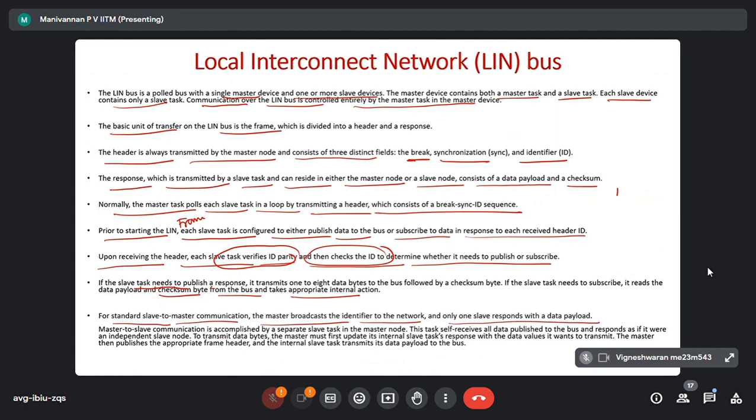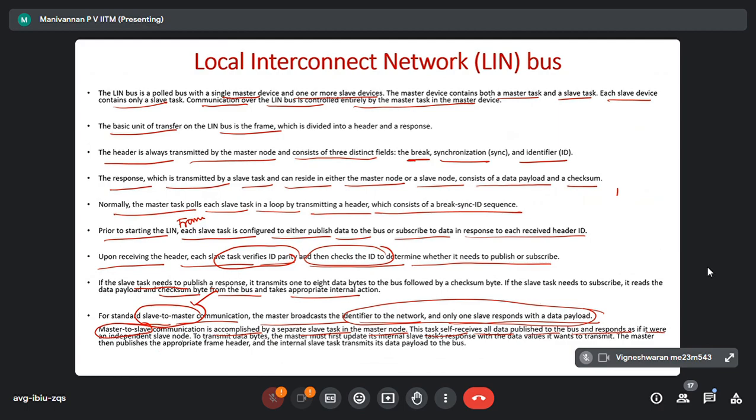Master-slave communication is accompanied by a separate slave task in the master node. This task self-receives the data published on the bus and responds to it. See, there are two things here. One is called slave to master communication. The other one is master to slave communication. Correct? So, slave to master is possible only when the master asks for it. The slave cannot send on his own. When the master asks, he can send.